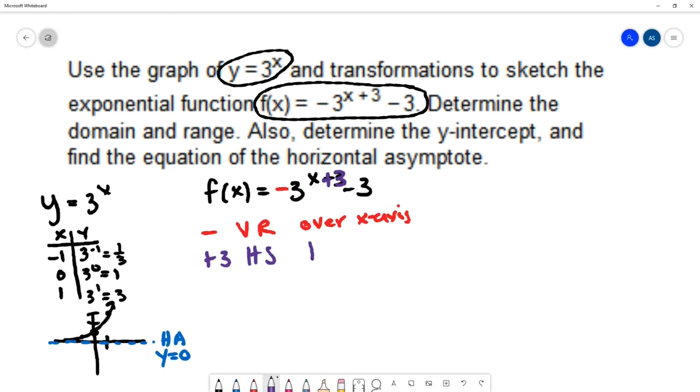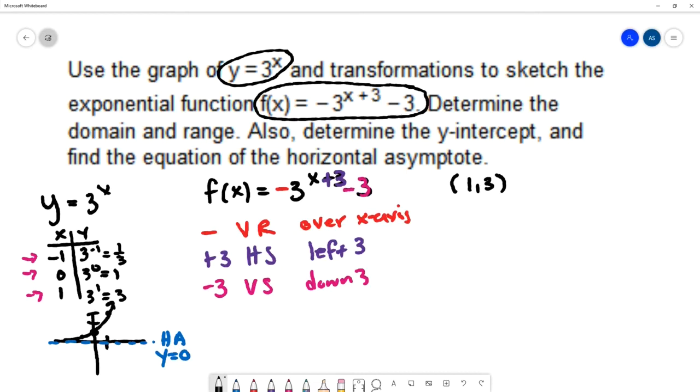Sorry, my pen is not cooperating. We're going to shift left 3 because it's a plus. And then we have this transformation here, this minus 3. This is going to be a vertical shift, and it's going to shift down 3. So we're going to use these transformations to see how these 3 points get moved to our new graph. Let's start with nice numbers, the ordered pair 1, 3.